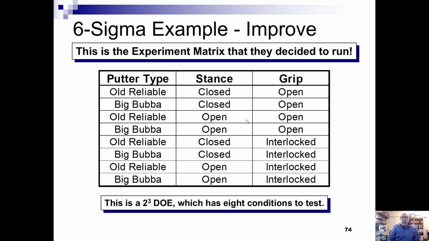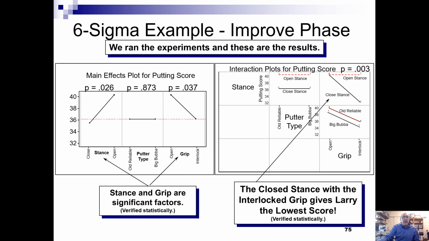In this experiment matrix, we randomized the order to ensure that they will run. And the key thing with the DOE is we want to limit the number of factors that we are testing. We ran the experiments and these are the results.